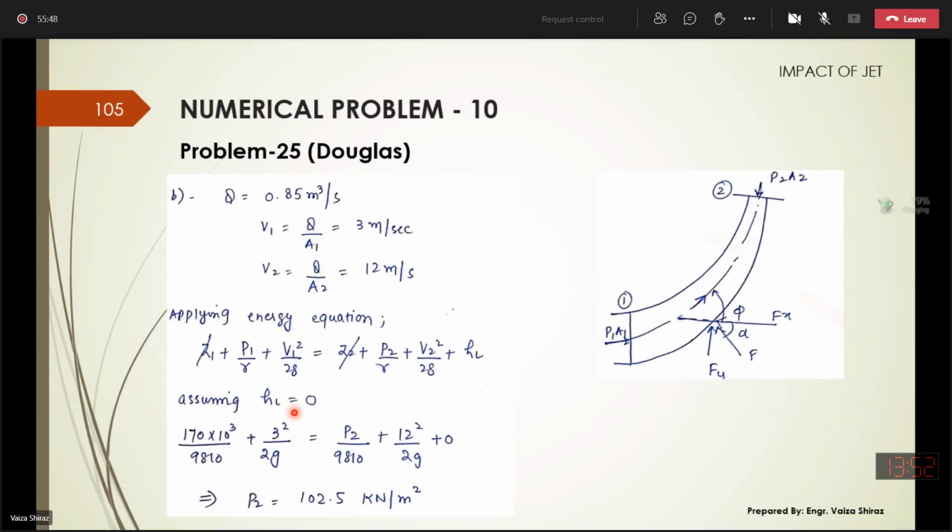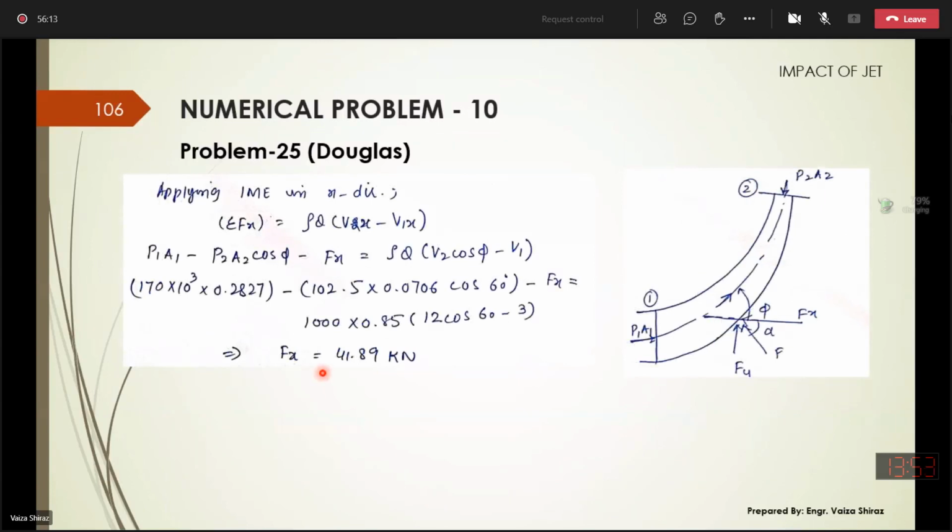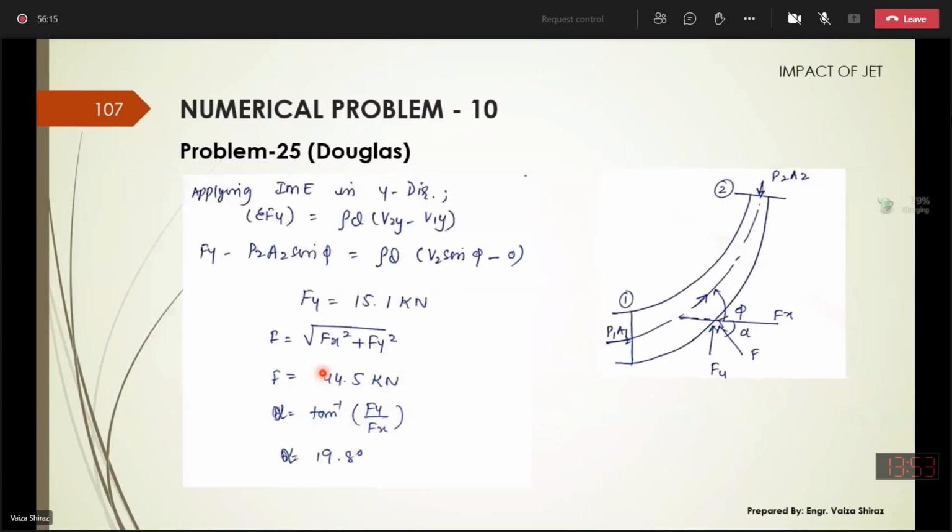If you look at the first case, there V1 and V2 are also zero, and HL is also zero. That shows your P1 and P2 are equal. That is why in the first case P1 and P2 both come out equal. Logically, there is no flow, so the pressure is also not dropping. So this equation will give you P2. It comes to be 102.5 kilopascal. Find out Fx and Fy, F and alpha.